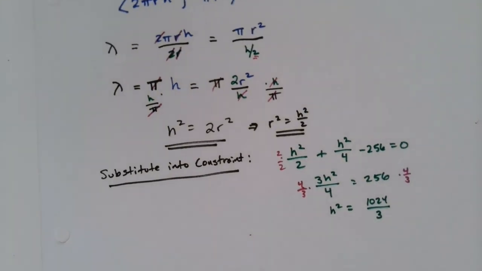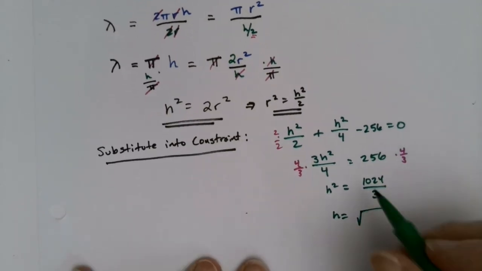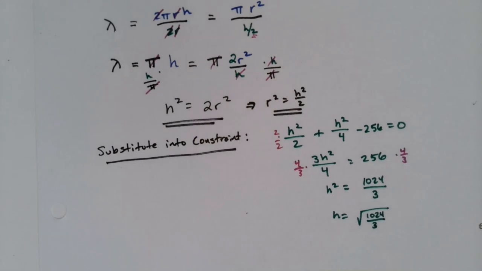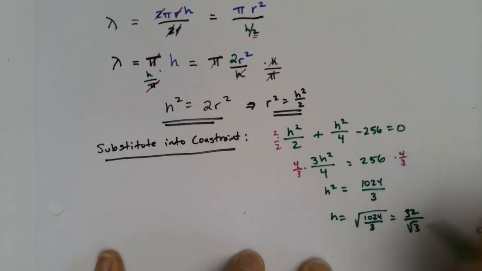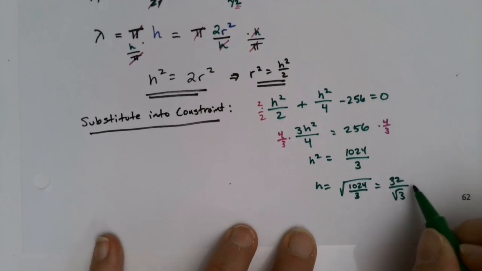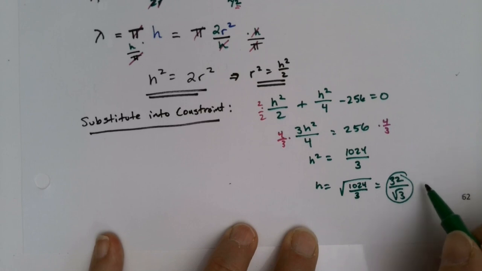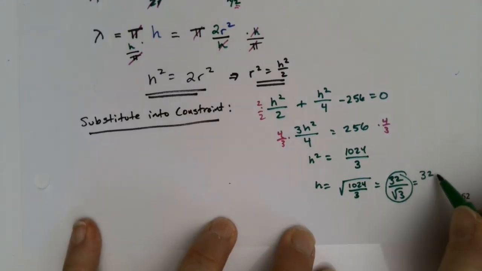And so therefore h is the square root of that. I don't have to worry about plus or minus because this is a physical object, so there's no way there's negative height. So h is the square root of 1024 over 3, which is 32 over the square root of 3. If I rationalize that, this is fine for me, I'm cool with that. But if you want to rationalize and multiply by the square root of 3 over the square root of 3, it would become 32 square root of 3 divided by 3.